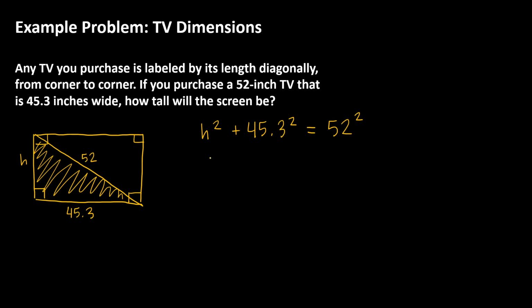We are going to, like before, square both of the sides. So 45.3 times itself is equal to 2052.09, and it's equal to 52 squared. So 52 times itself is 2,704. Like before, we're trying to get h by itself. The inverse of adding 2052.09 is subtracting that number from both sides of the equal sign.